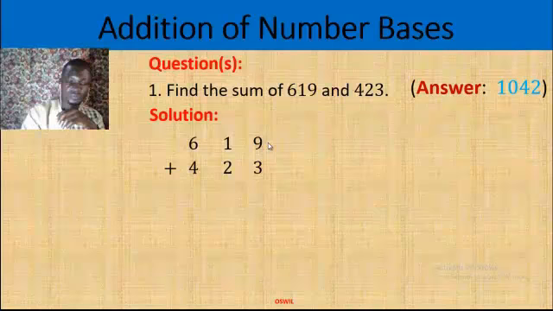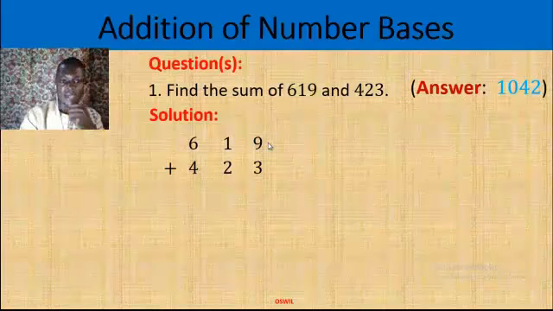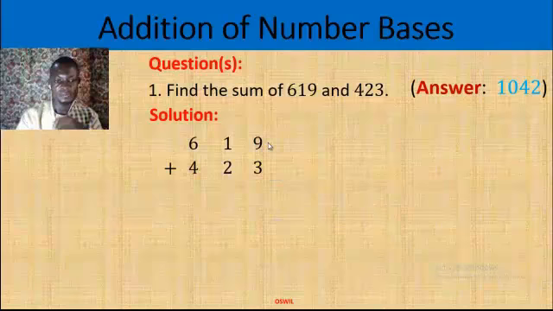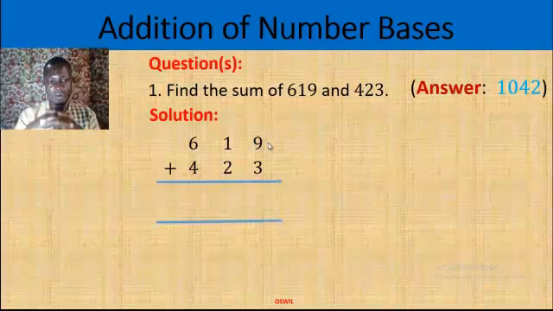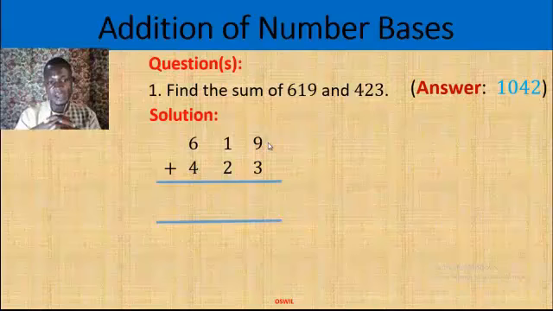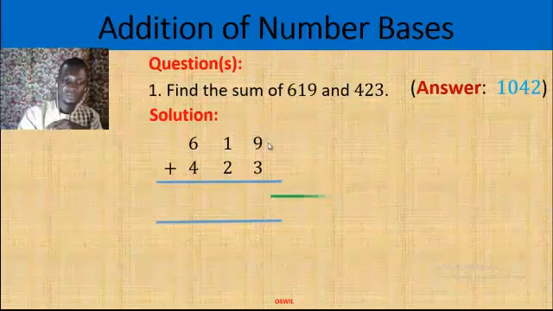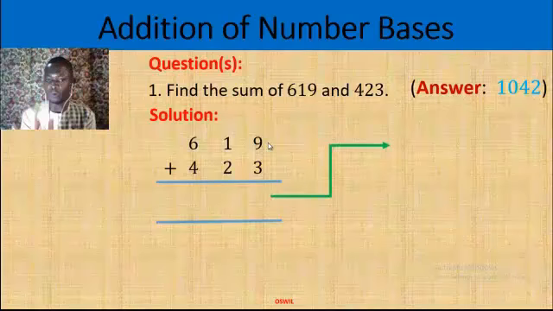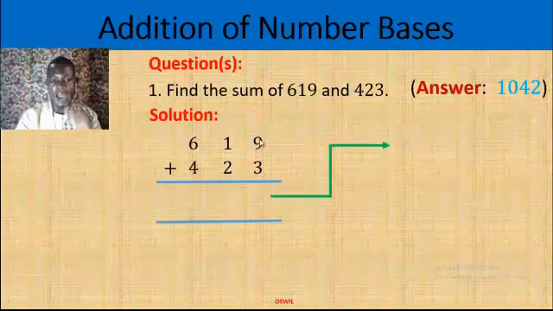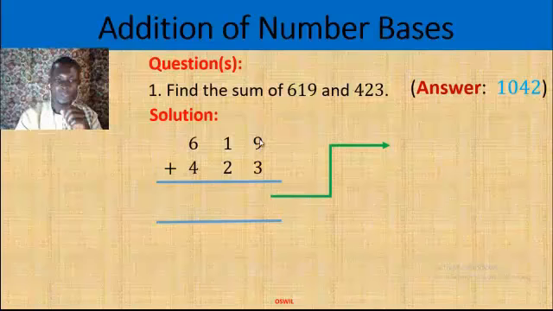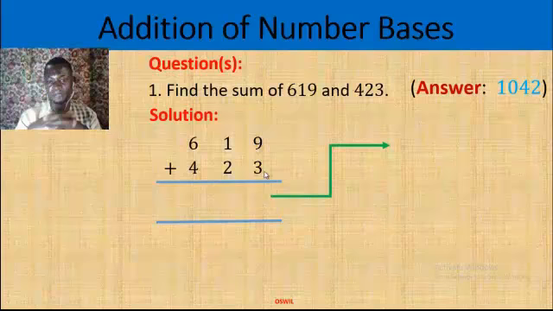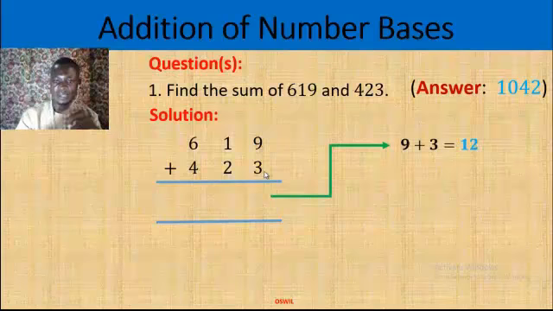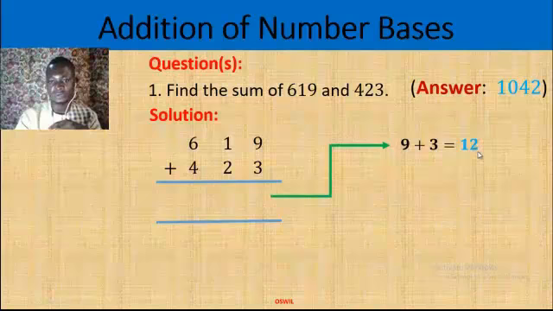Now, the sum means addition, so that is the symbol for addition, and this is the area we are going to write our answer to the question. Now, the first thing is that we must add from right to left, and we add corresponding digits. So we must add 9 and 3, and that would give us 12.